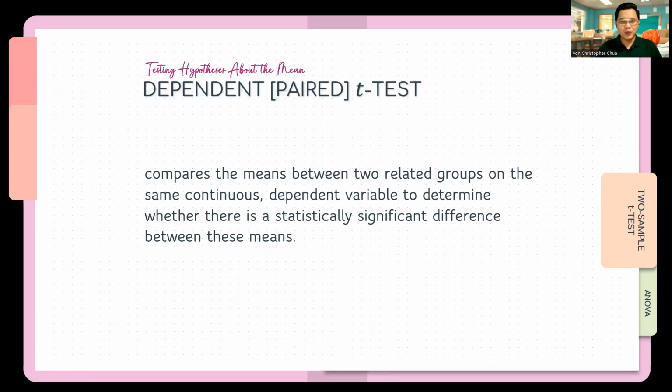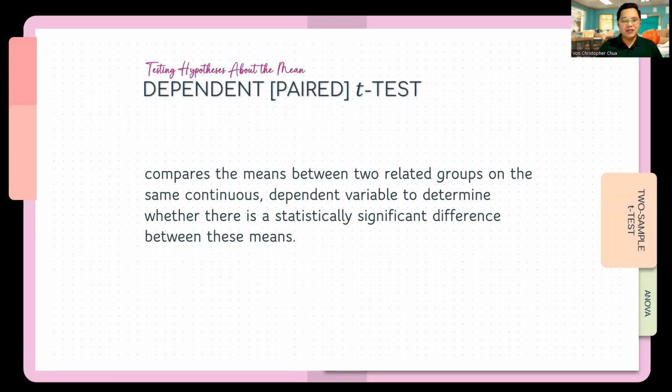Hello, everyone, and welcome to the second part of this three-part lesson on tests about the means. In the previous video, we talked about the hypothesis testing process and the one-sample t-test. We presented an example of a certain problem wherein we can use the one-sample t-test, and we were able to go through the hypothesis testing process using that example.